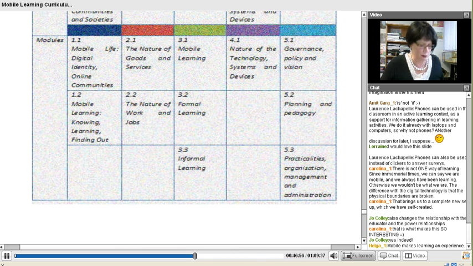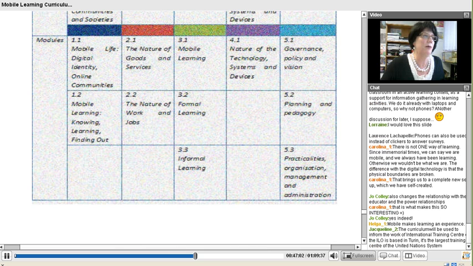Okay, so the themes that were identified were the impact of mobiles, the impact of mobiles on the economy, the impact of mobiles on learning. And here we had a choice. How do you divide the environment of mobile learning?